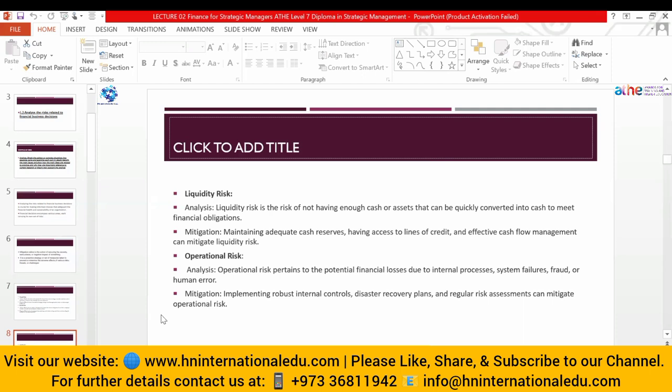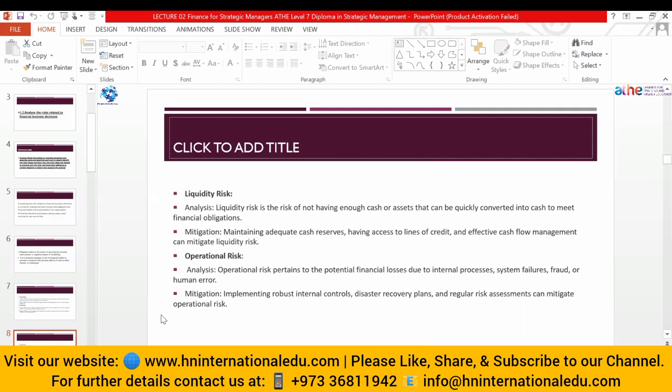Operational risk. Now, this pertains to the potential financial losses due to internal processes, system failures, fraud, or human error. Internal processes which are required to make up the product sometimes fail as well. System failures, in the systems which we have installed in the different sectors of manufacturing, production, and so on. Fraud, fraudulent activities, corruption, etc. Or human error. We humans also make problems, and it can have a big effect on the finance and on the production too.